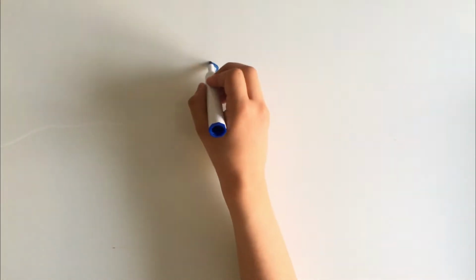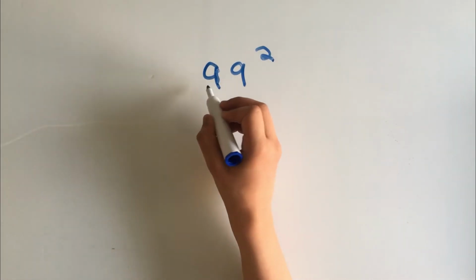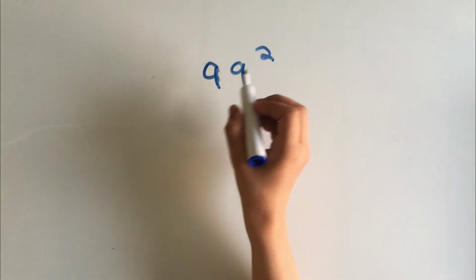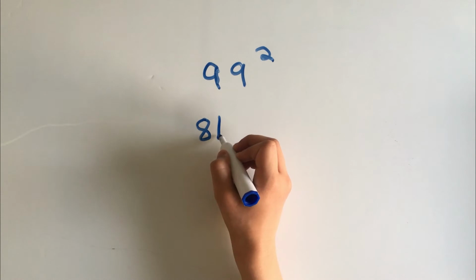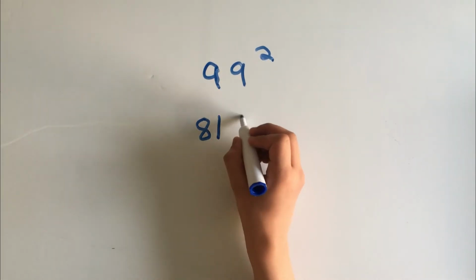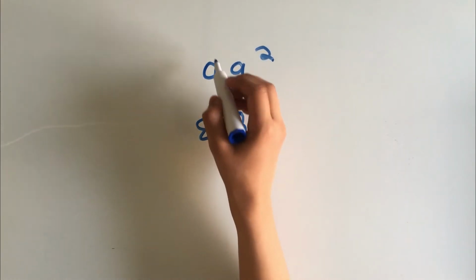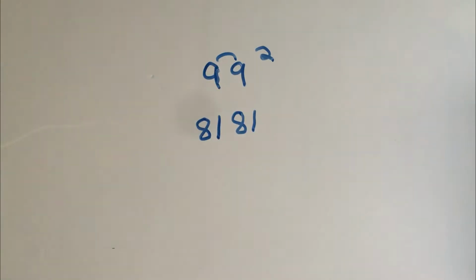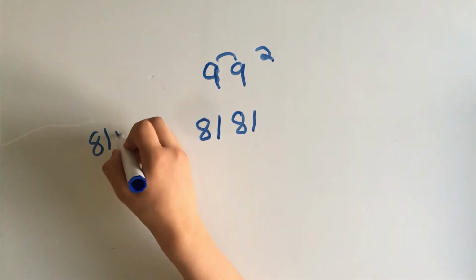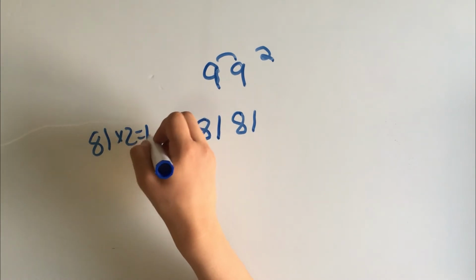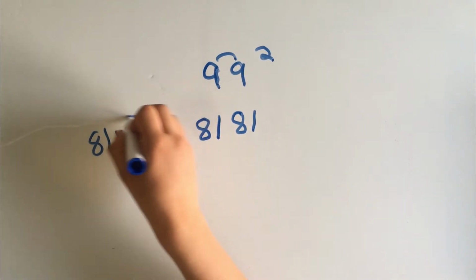Now let's look at the biggest 2-digit number, which is 99. So let's do 99 squared. 9 squared would give us 81. It's a 2-digit number, so we leave it as it is. 9 squared would give us 81 as well. Then we multiply 9 and 9, we get 81, and we multiply 81 by 2. So 81 multiplied by 2 would give us 162.